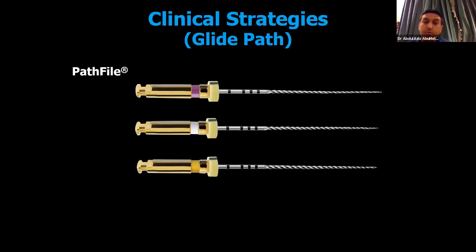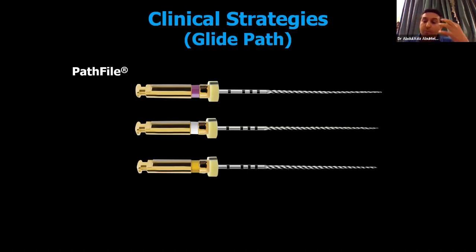If you look at the purple one, I have to say the purple because it's not size 10. This is size 13, the 0.2 taper. The yellow one is size 16, 0.2 taper, and it's a fixed taper, not a variable taper. The white one is 19, 0.2 taper.